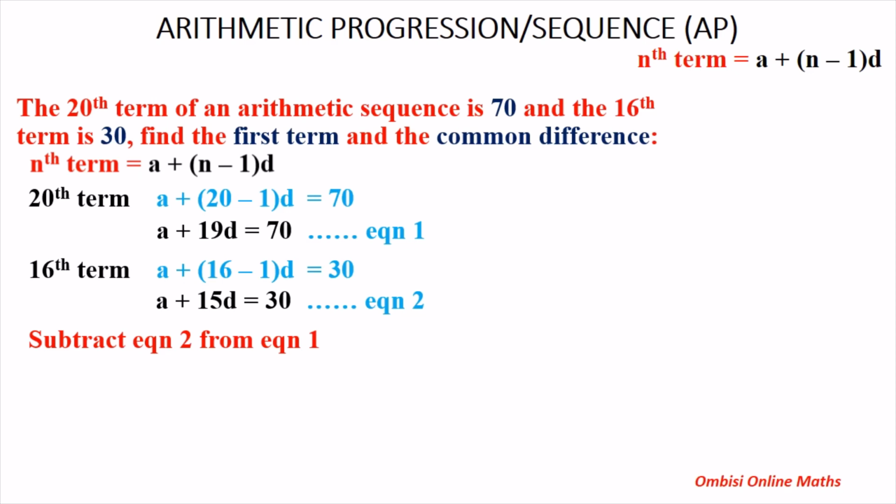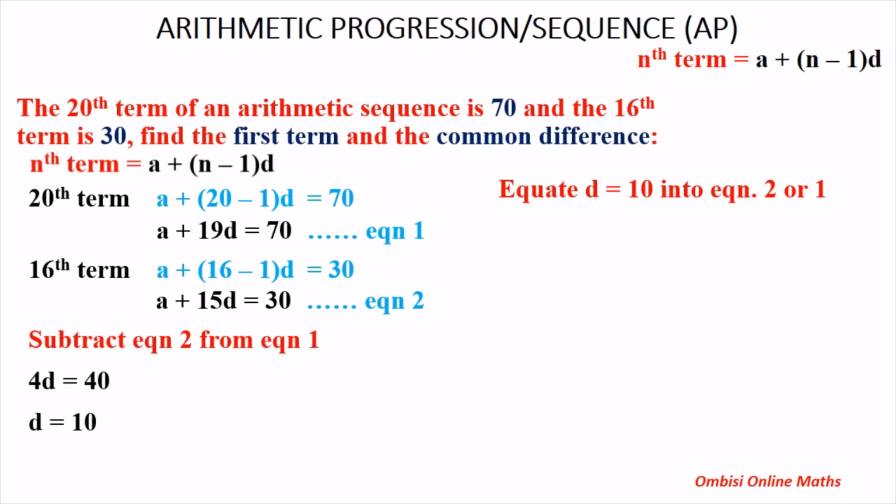when you do that you find that 4d equals 40. So divide both sides by 4 and you find that d equals 10. So given that d equals 10, we can substitute the value of d into either equation 1 or equation 2.